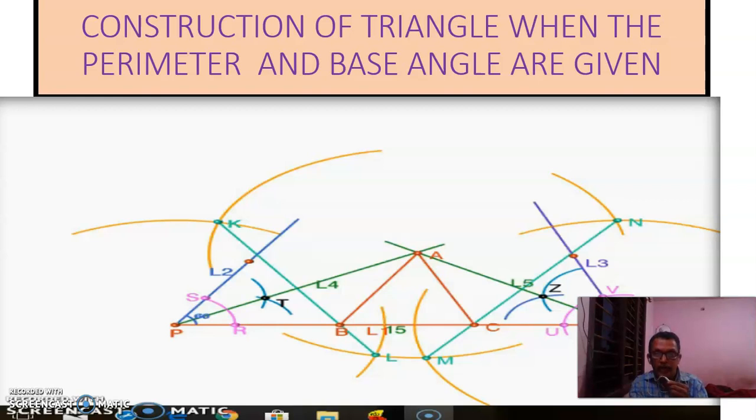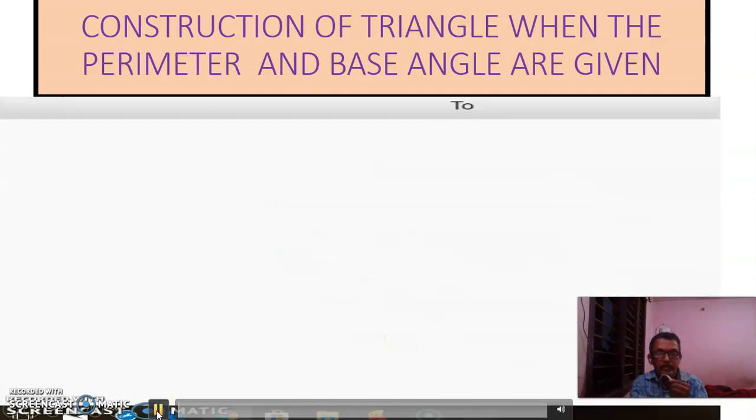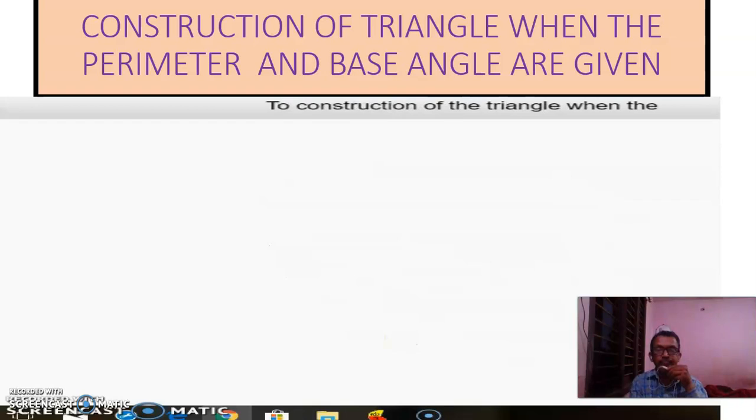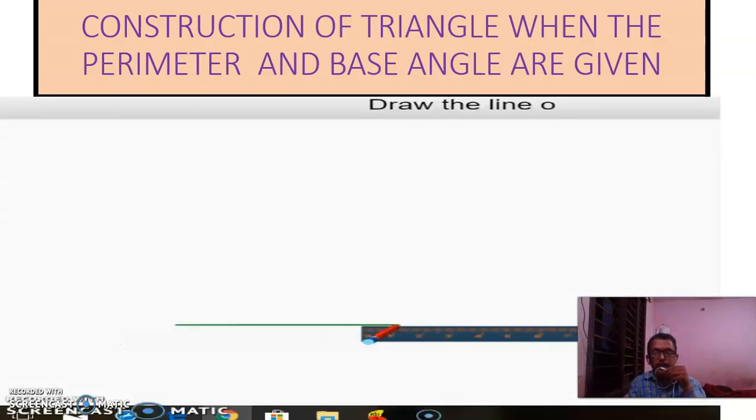Construction of triangle when the base and perimeter and base angle are given. So now, see here is a problem. Write down the problem and take geometry and construct now itself. Construct a triangle ABC with angle A 60 degree, B 70 degree and perimeter AB plus BC plus CA is 15 centimeter.